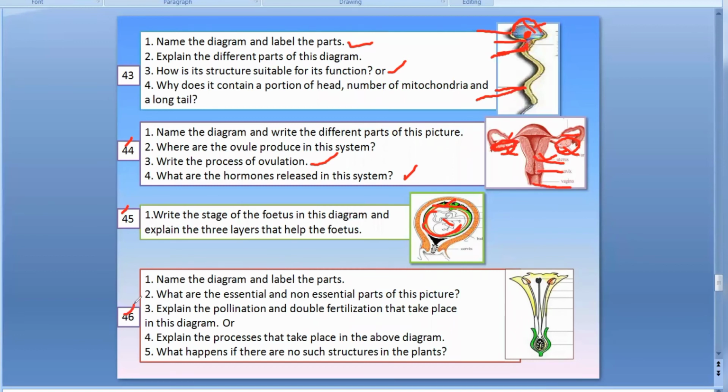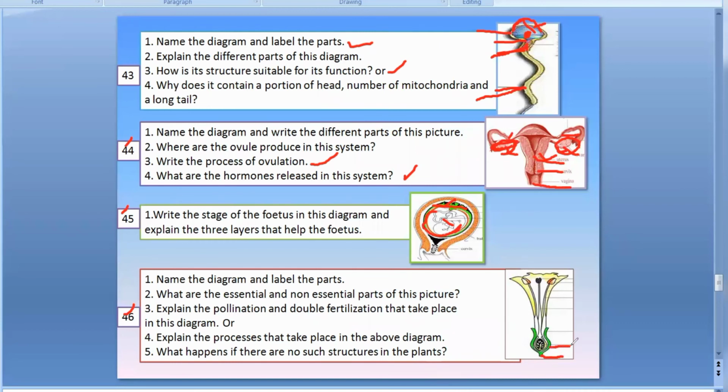And 46. Name the diagram and label the parts. You can see easily, this is the datura flower, Datura metel, called umetta puvvu in Telugu. The flower is the sexual reproductive organ in plants. The stalk is called the pedicel.